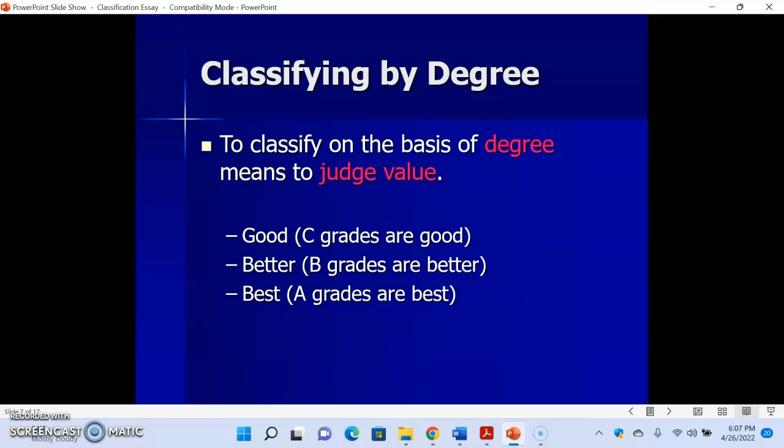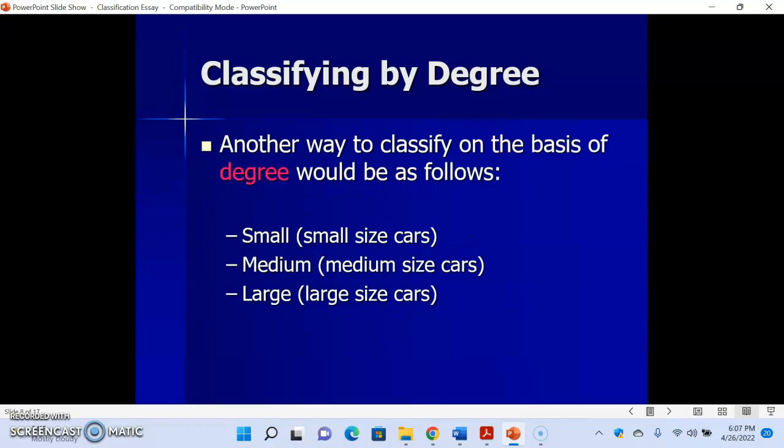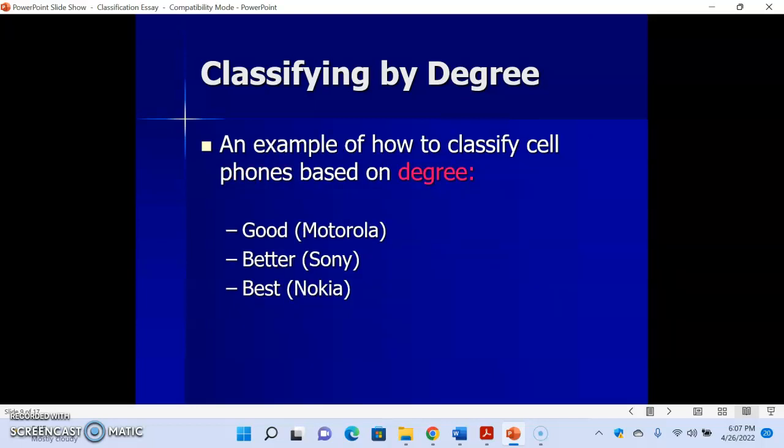In my example, C grades are good, B grades are better, and A grades are the best. So obviously I'm evaluating here, right? And it's something that you do when you think of degrees, right? Another way to classify on the basis of degree would be size, for example, right? Small, medium, and large.